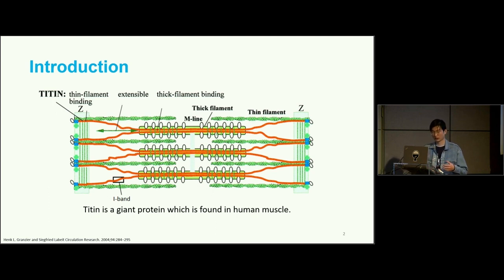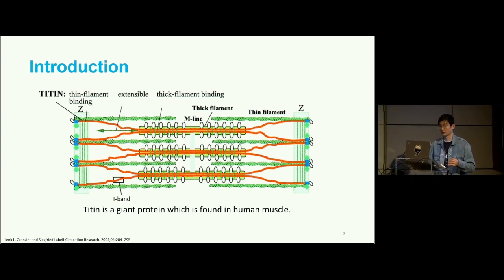As you can see in that figure, the red line is the titin. It connects the Z disk and the M line. It's really big, containing more than 300 domains. Just because it's so big, some mutations always happen in titin.